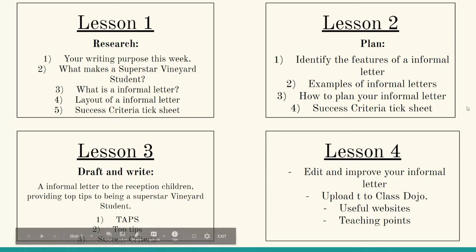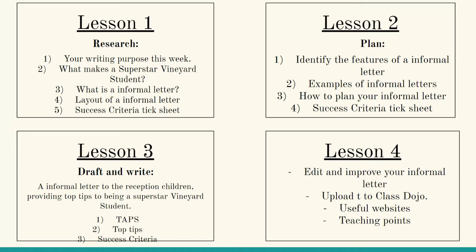So today we are focusing on lesson 2. And this is your planning section. And today we're going to be identifying the features of an informal letter. We're going to be looking at some examples of informal letters, both Year 5 and Year 6. Year 6 ones are sort of Year 6, 7 based, and Year 5 are sort of Year 5/6.